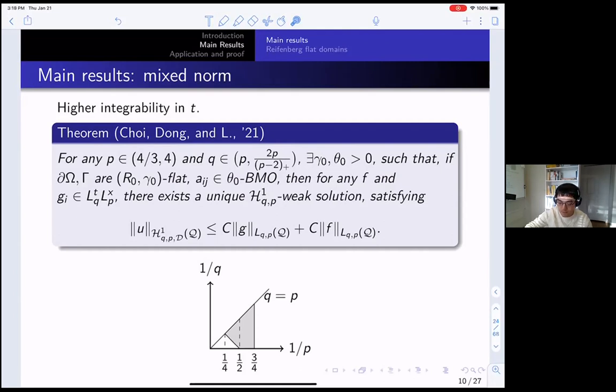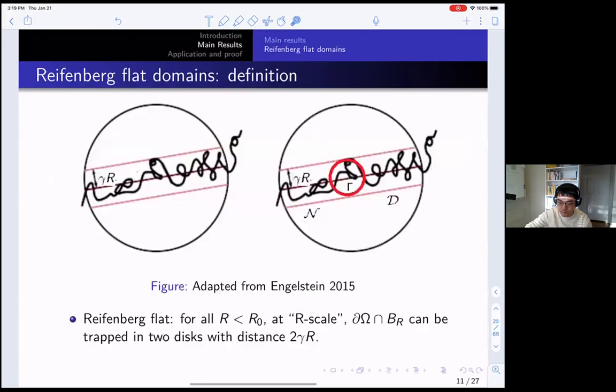Okay, I guess I should give the formal definition of Reifenberg flatness. This is a picture of Reifenberg-flat domains, and I stole it from somebody else's slides because I'm too lazy to draw it on my own. But anyway, this is a very nice picture.